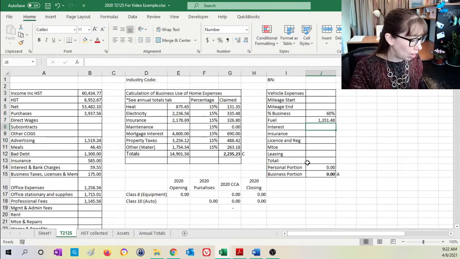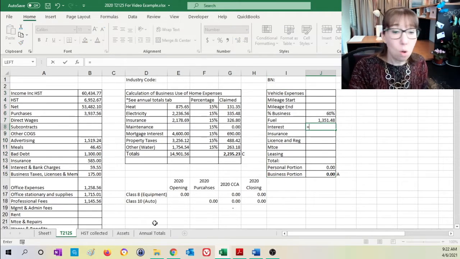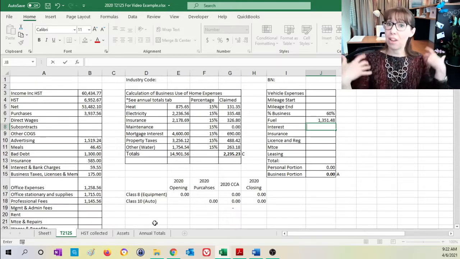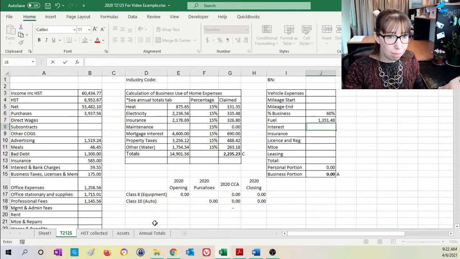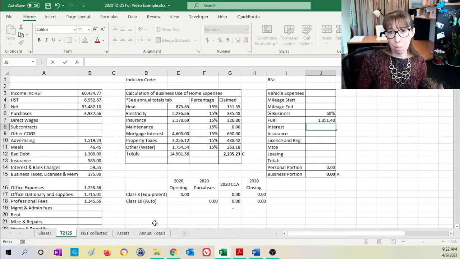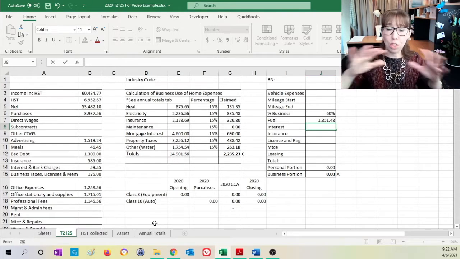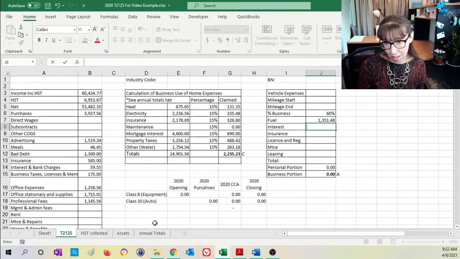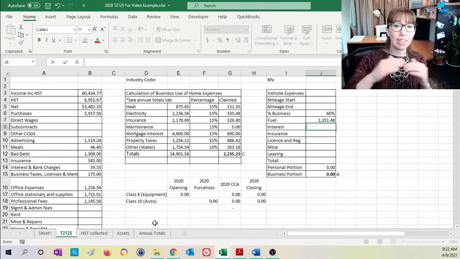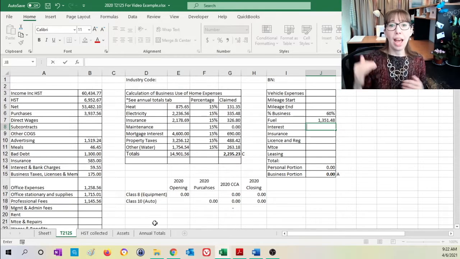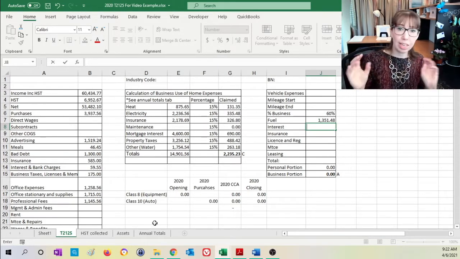Next, we're going to do interest. Oh, I don't have interest. Interest is only interest if you have a car loan. And again, same with the mortgage, you don't claim a portion of your vehicle loan payments. You only claim a percentage of the total interest that you've paid through the year. You should be able to get that number from your financer, or at least they can give you an amortization schedule to show you how much of each payment is principal and interest.